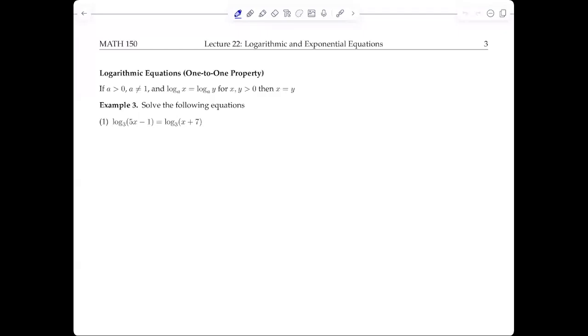So on the second part of lecture 22, we will try to solve logarithmic equations. Again, we're going to utilize the one-to-one properties of the logarithmic functions. The setup is that the base a has to be positive and a is different from 1. And you have this equation log base a of x equal to log base a of y, and through the one-to-one property, you can set x equal to y.